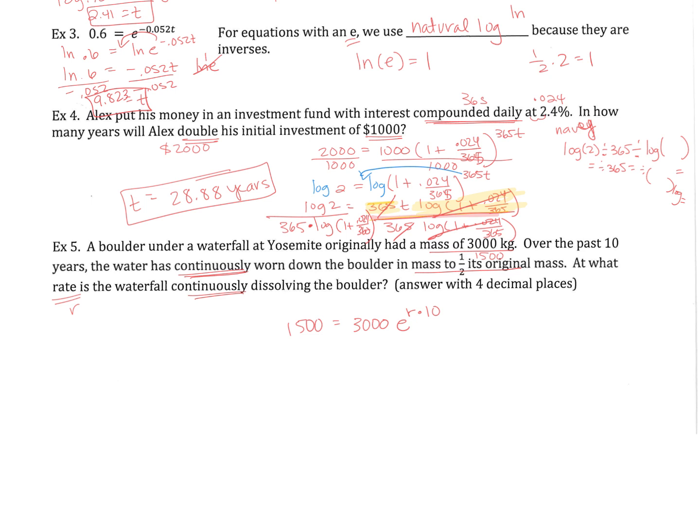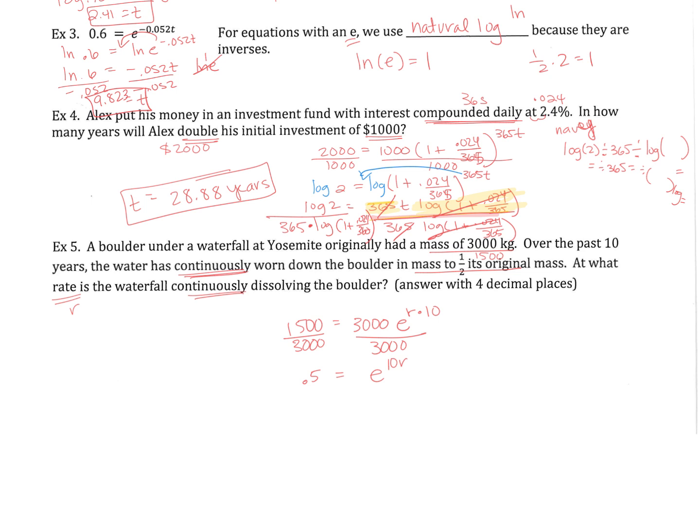Now I'm going to start by isolating my e term. So I'm going to divide both sides by 3,000. And I'm not surprised my left side equals 0.5. This boulder was worn down to half its mass. It makes sense that it's going to be equal to 1/2 when I divide the 3,000 over. e to the 10r.